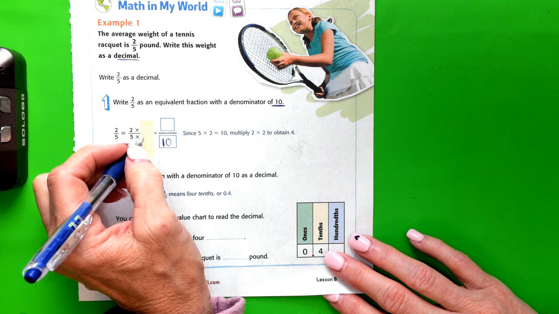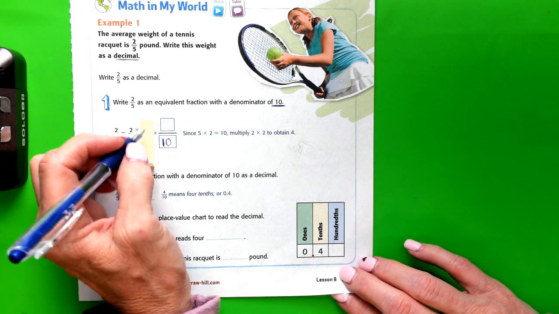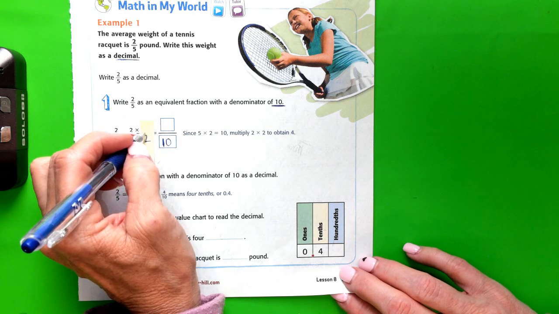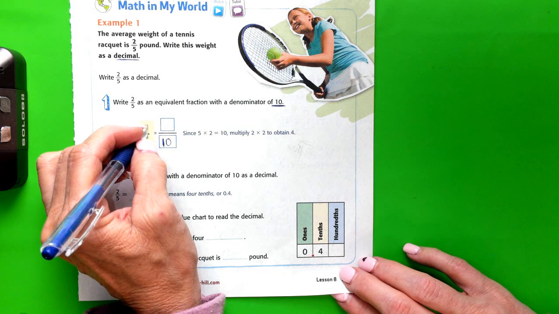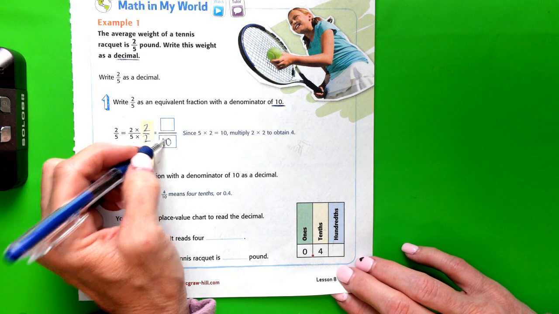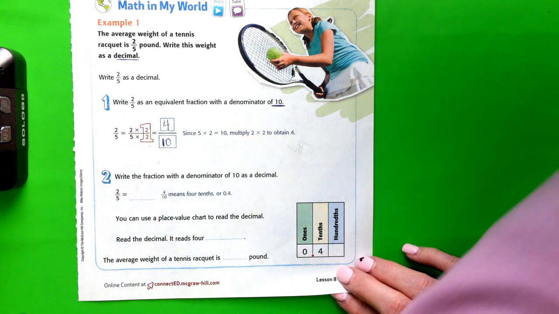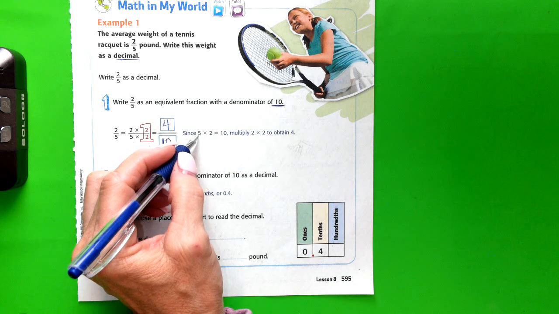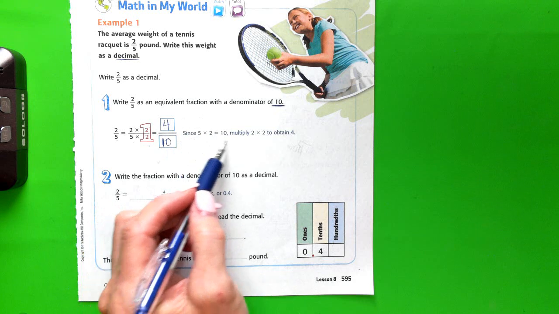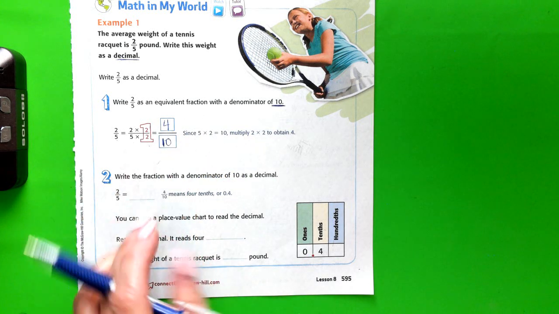You can see this time I covered it up, right? So 5 times what gets me that 10? And you said 2. And now you should be telling me that whatever I do to the denominator, I also have to do to the numerator. So I'll just write that right there as well. 5 times 2 is 10. 2 times 2 is 4. See? There you go. Since 5 times 2 is 10, then we're going to multiply 2 times 2 to get the 4, which I just did. They had to spell it out for us.